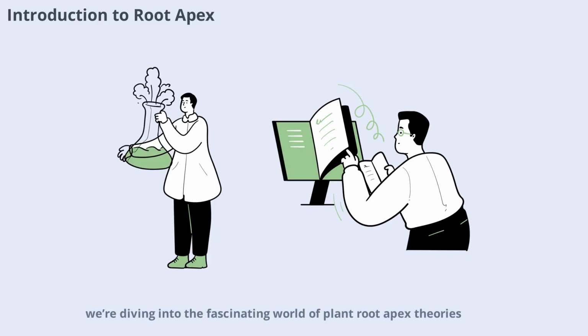Welcome. Today, we're diving into the fascinating world of plant root apex theories. The root apex is the very tip of a plant root, and it plays a crucial role in the growth and development of plants. Understanding how cells at the root apex function and organize themselves helps us appreciate the complexity of plant life. In this video, we'll explore several important theories that explain how the root apex is structured and how it contributes to plant growth.